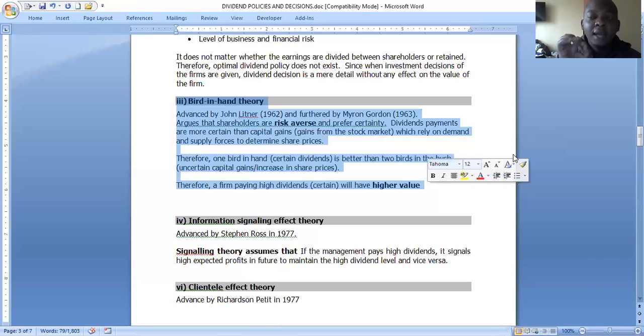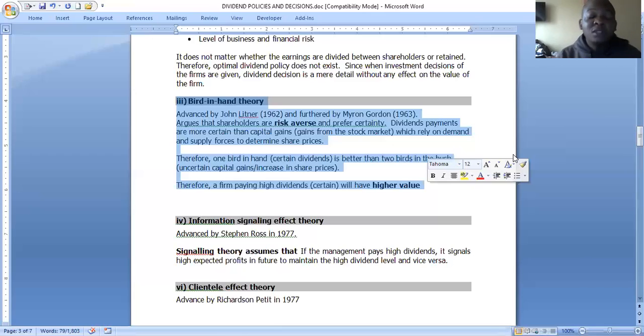Under the bird in hand theory, shareholders prefer the certainty of dividends. When a firm declares dividends, the shareholder is sure that he has a return, as opposed to the stock market, which is highly risky. The prices may go up, the prices may go down.